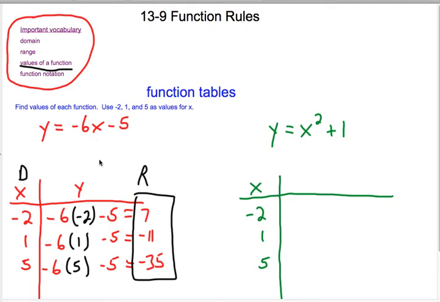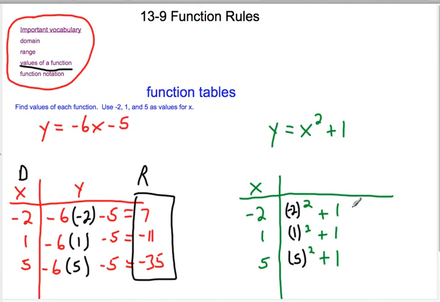But what you have to remember is the domain is the x values and the range is all the y values. All right, let's do this green one here. y equals x squared plus 1. So we're going to square whatever the x value is, and then we're going to add 1. So let me write that in green. Okay, and the x values I'll put in black again. So we have -2 squared, 1 squared, and 5 squared.